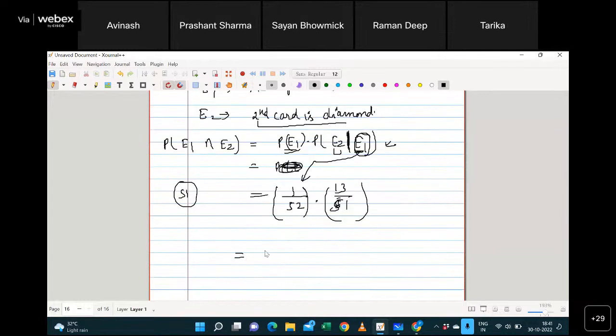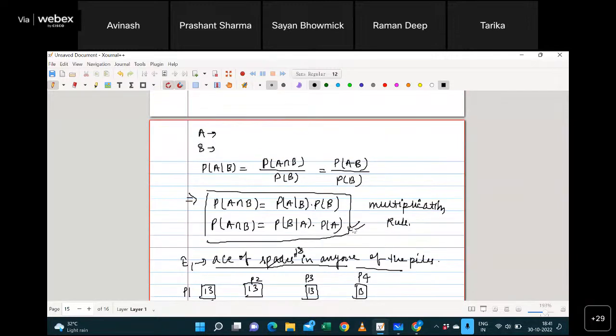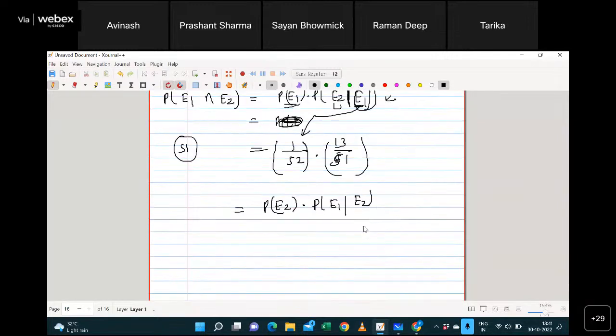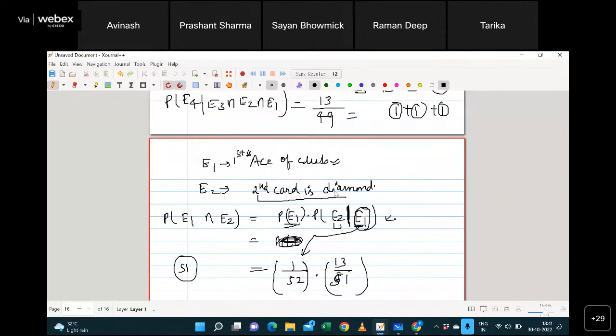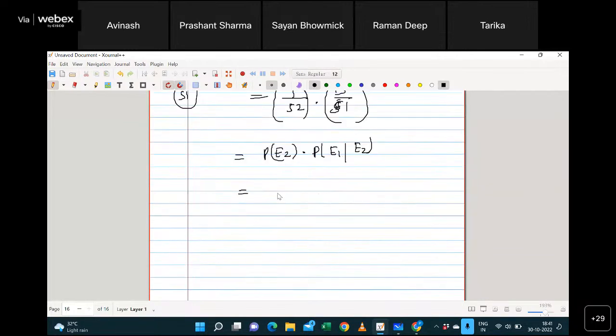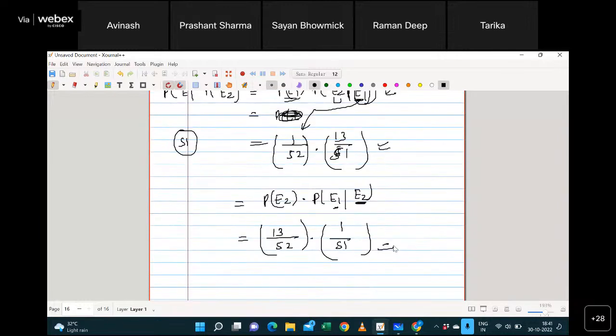Same thing, you can apply this formula: probability of E2 times probability of E1 given E2. Here I have written it, so you can do it in the opposite way. What is E2? The second card is a diamond, correct? That means for diamond I have 13 by 52, correct? Then what's the probability that diamond is there and I have drawn the ace of club? It's 1 by 51. So these two quantities are the same thing.